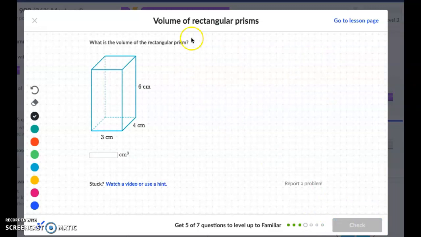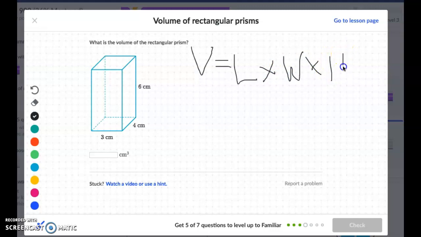Again, what is the volume of the rectangular prism? Volume equals length times width times height. By now you should be totally getting that pounded into that head, because every time we see that word volume, we're just going to go right back to our volume equation. So the length is 3 times the width, which is 4, times the height, which is right over here, 6.